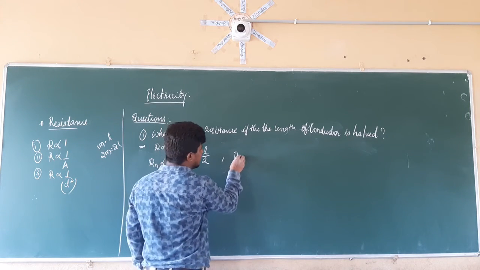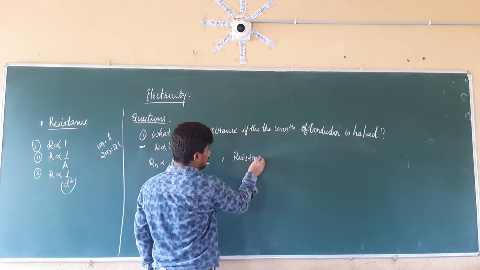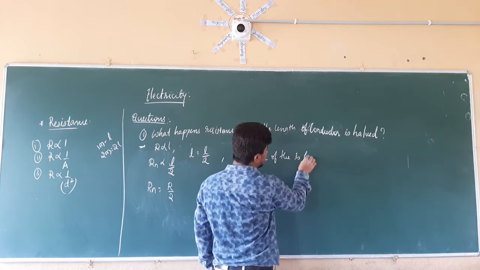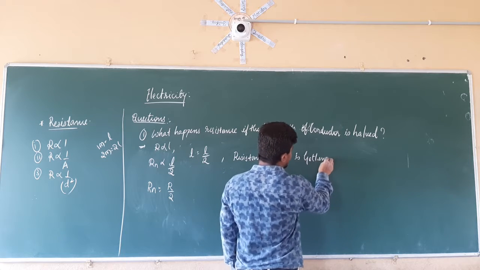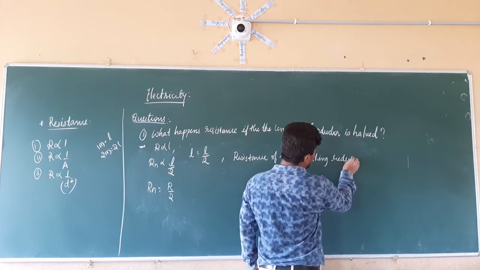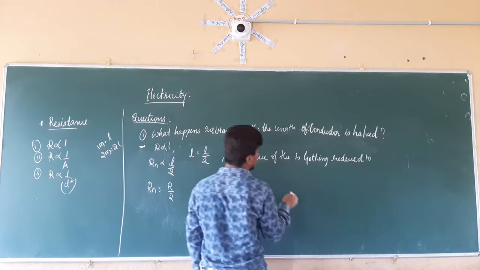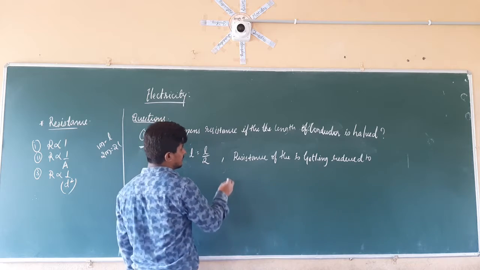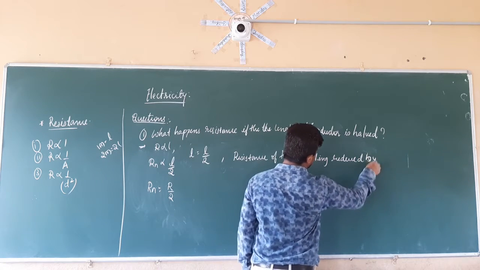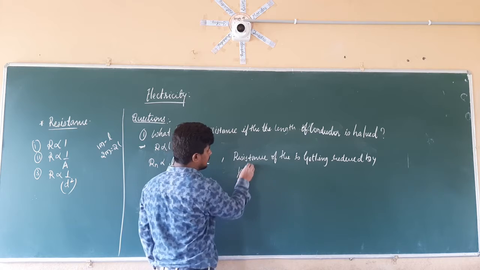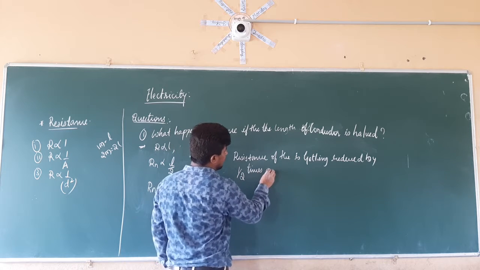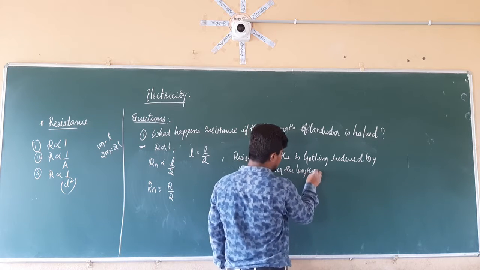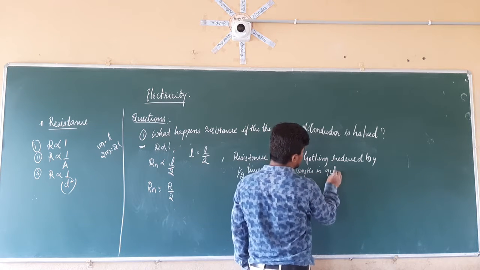So the resistance of the conductor is getting reduced to half, or half times, or 1 by 2 times, after the length is halved.